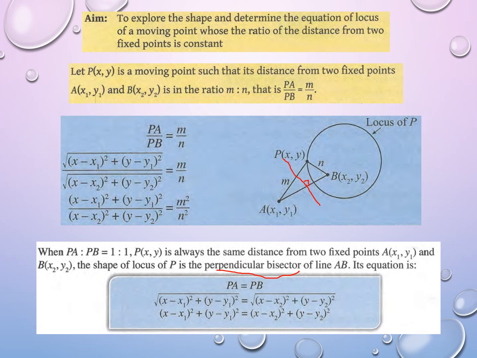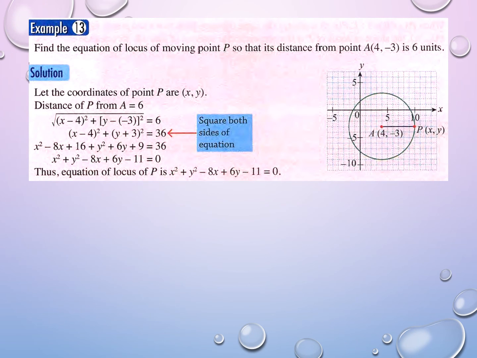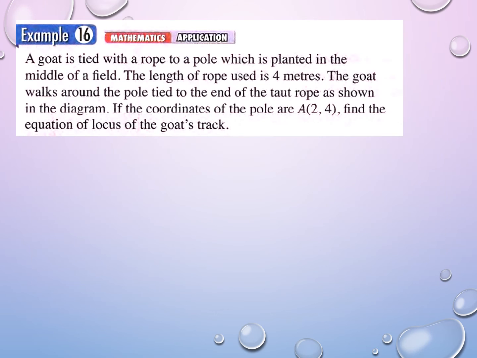Then your equation will be PA equals PB, and same thing. From the equation you can know the shape of the locus. So this is a straight line.